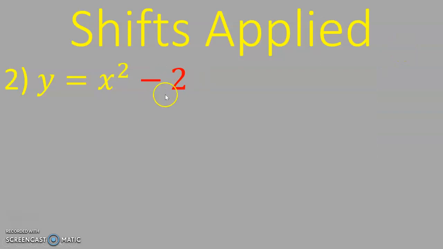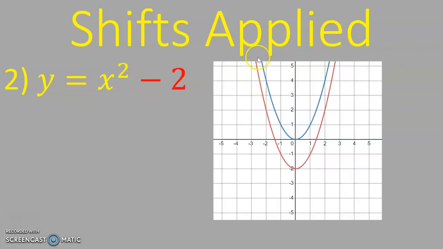If you subtract on the outside, if you remember from the previous slide, you're going to go down. So see an example of that. Again, the blue is the parent. So the red is this graph, x squared minus 2. It takes the parent and it simply moves it down 2. So not only the vertex, every point on the graph is exactly 2 positions lower.